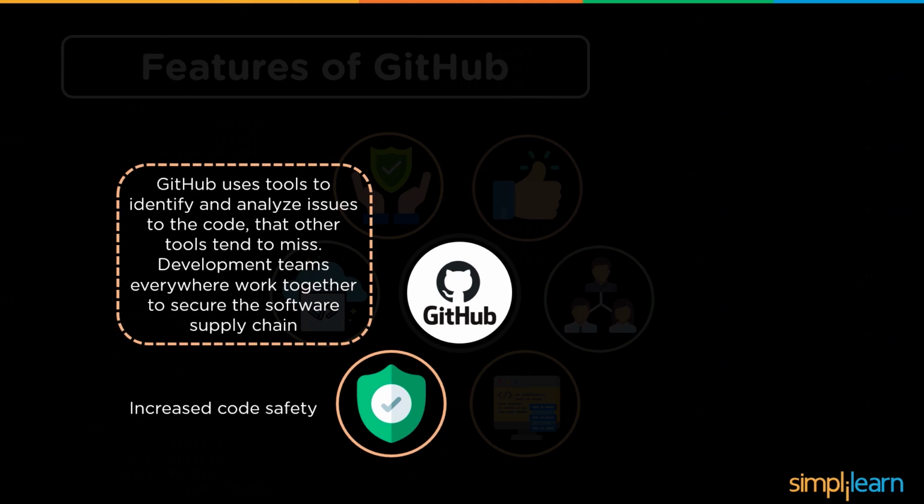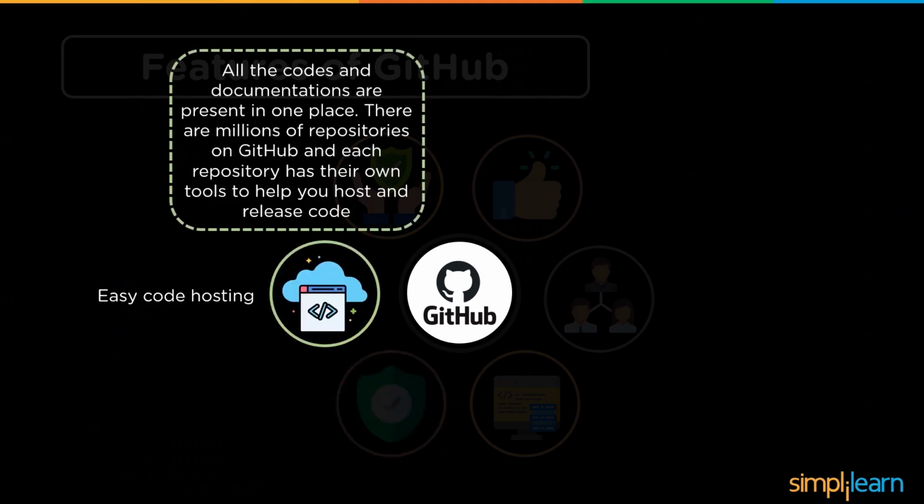So this is quite restricted, and due to this feature it's easy to maintain the high quality of your source code, right? And then we have the easy code hosting here. So all the code and documentation are present in one location. There are millions of repositories available on GitHub, and each repository comprises its own source code and its own different people having the access, right?